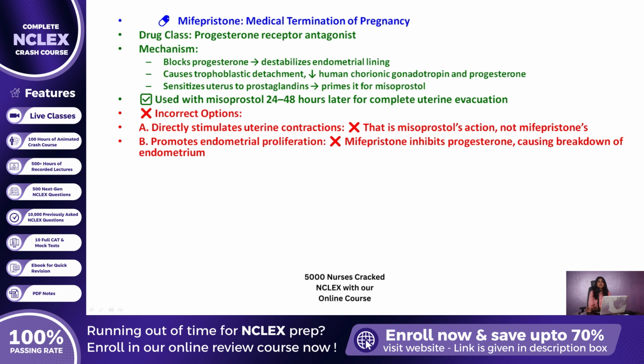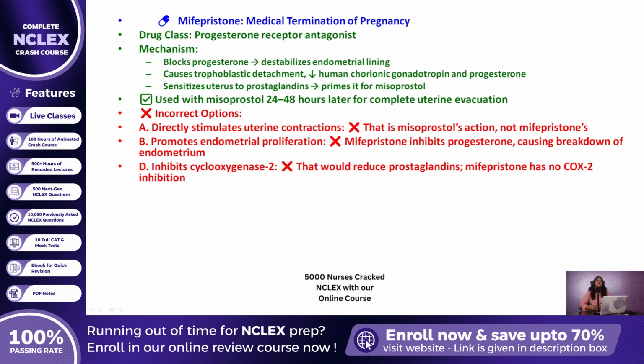Option B, promotes endometrial proliferation to destabilize implantation, is incorrect, because progesterone, not mifepristone, promotes endometrial proliferation. Mifepristone blocks this action, causing the lining to become unstable and unsuitable for continued implantation.